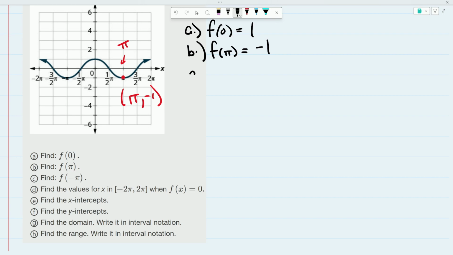Now, same thing. They're asking us for part C, what's f of -pi? Well, f of -pi is over here. So that is going to be, and I'll write that here, -pi. So that's going to be -pi, comma, -1. That's that ordered pair. So f of -pi equals -1 as well.